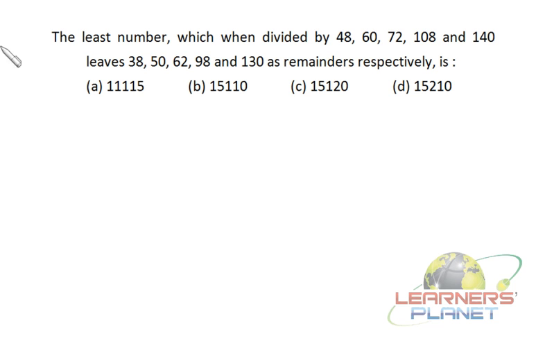That means precisely we have to find out the LCM of all these numbers, then we have to deduct 10 from it. Okay. So if the number is divided by 48, then we deduct 10 from it, so definitely it will leave a remainder of 38. Similarly for all other cases. Okay. So this is what the method is.